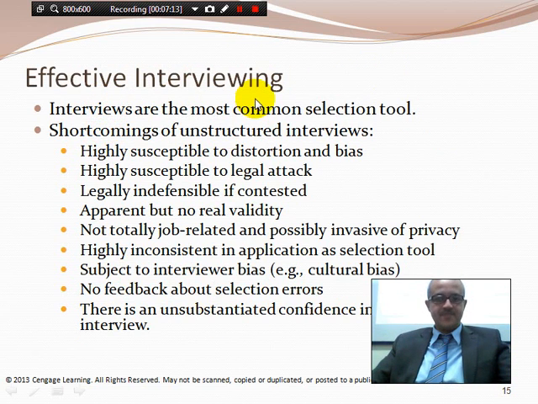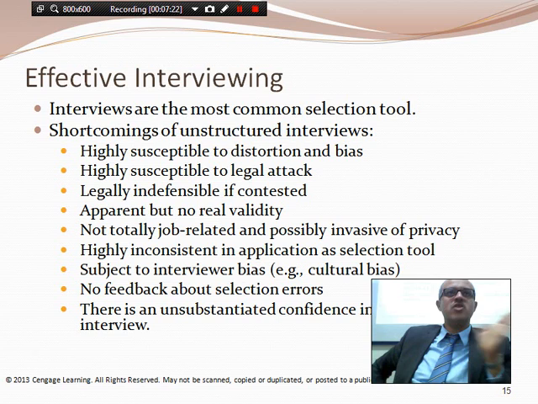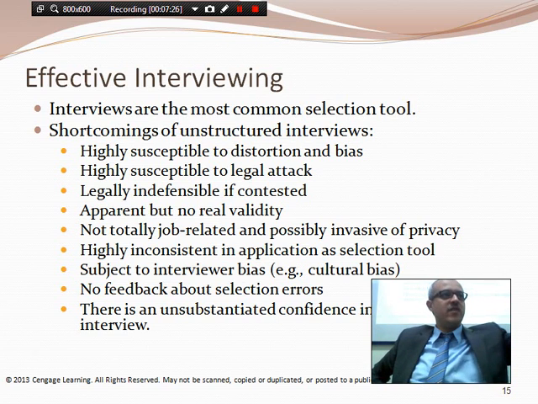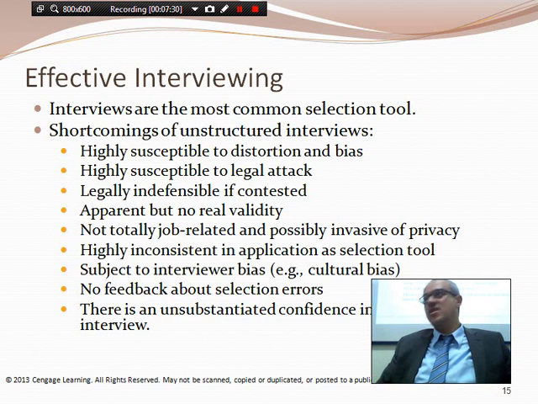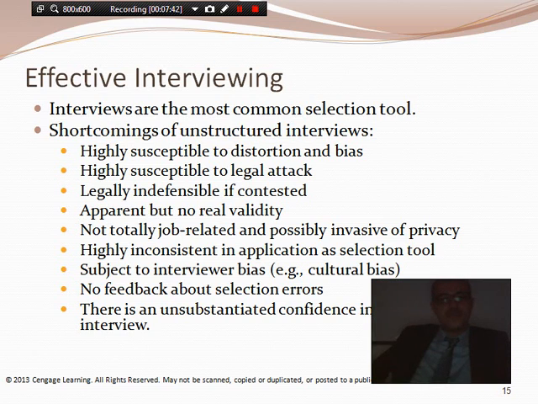Effective interviewing. Interviews are the most common selection tool. Shortcomings of unstructured interviews. Here there are two types of interviews: structured and unstructured. Structured is when you go to the interview and you have particular areas that you're going to ask about. Unstructured is when you do an interview with no preparation. Now, which is good, with structure or with no structure? Structured is better. The unstructured have these problems.